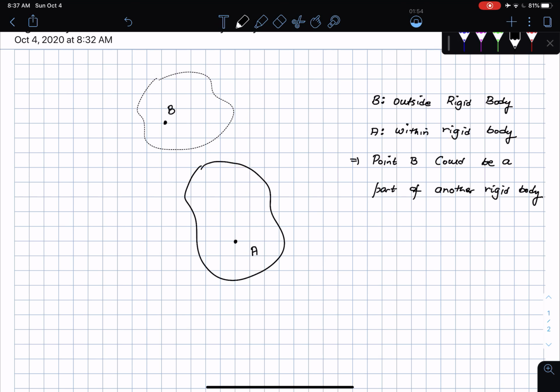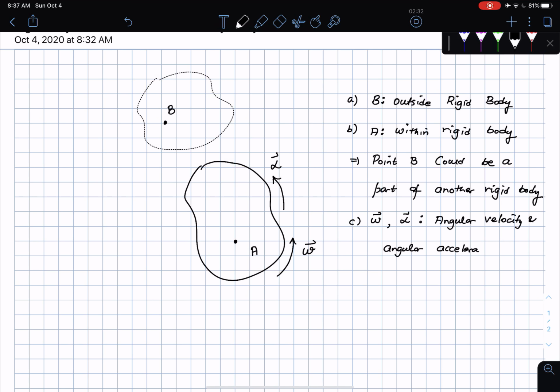This body A, let me say at this point in time, has a certain angular velocity and an angular acceleration. So this is the angular velocity omega of the body, and it has an angular acceleration as well, and I'm going to just assume these directions. Let us just say this is the situation. Let me call this A, then this is B, then this is C. So omega and alpha are the angular velocity and angular acceleration of the rigid body of interest.